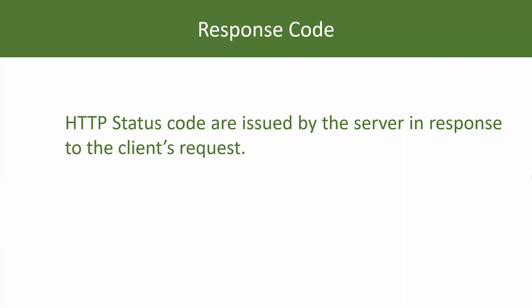So a client machine is sending a request to the server, and then the server responds to the client machine with some code. This code determines whether the request is successful, or it is redirected, or it is a client side error or server side error, which type it belongs to. So there are different categories associated with this response code. Let's discuss them.